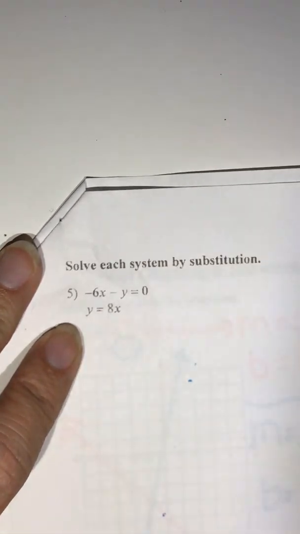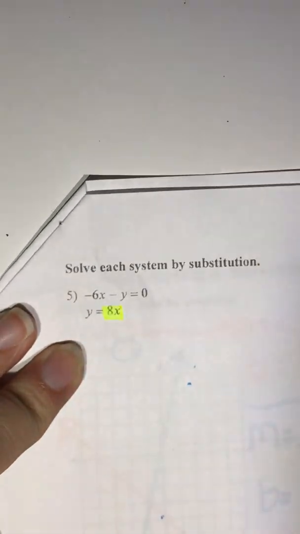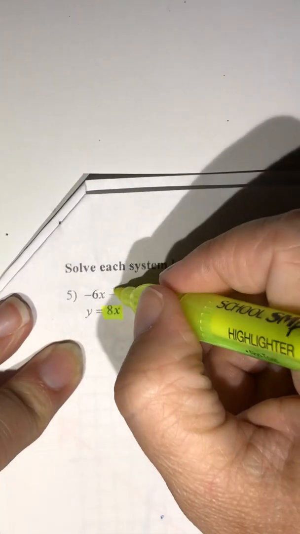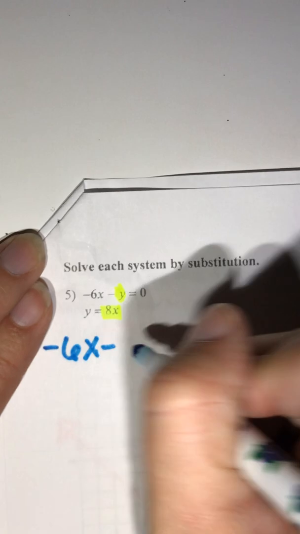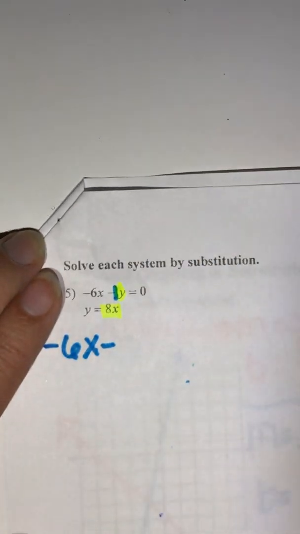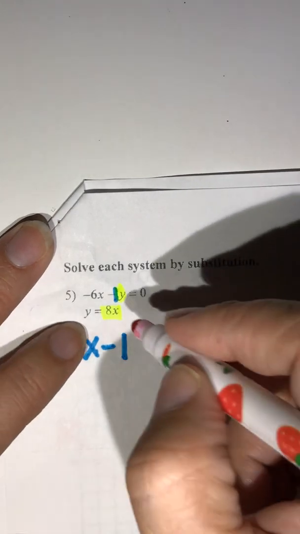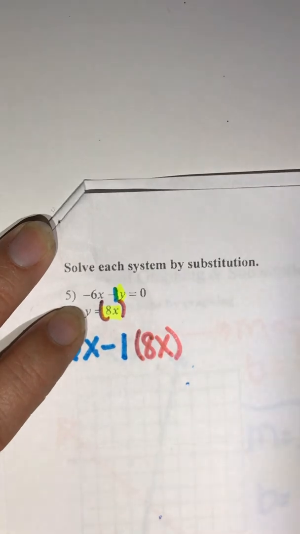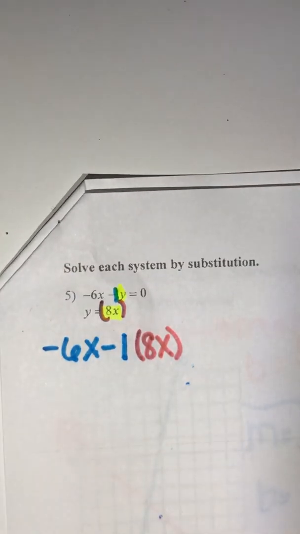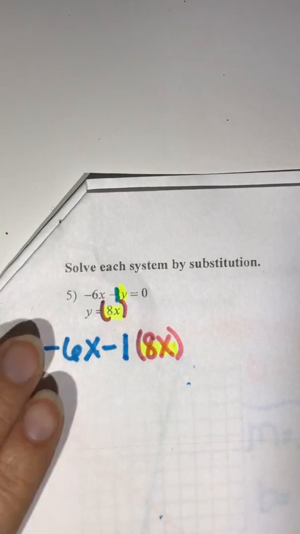So y is actually equal to all of this, 8x, and I'm going to plug it in place of this y up here. So I'm going to rewrite the top equation, negative 6x minus, remember that's an understood 1 in front of that y. So I'm going to put a 1 there. And then I'm going to plug in all of this stuff for y. So I have 8x. And I used parentheses because that 8x represented that y. I took out the y and put the 8x in there. So that's equal to 0.